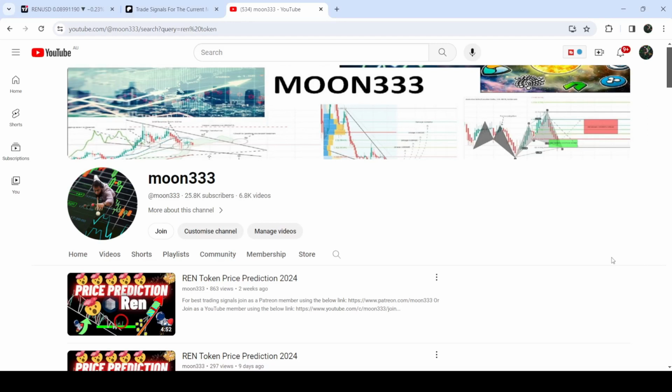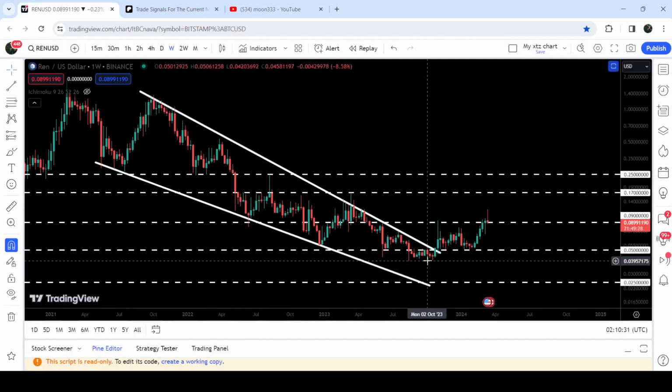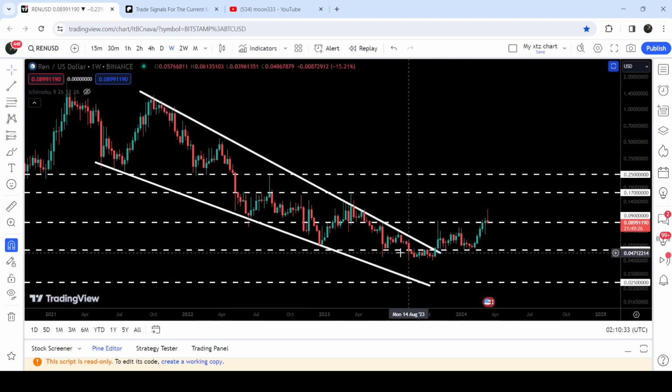As in my earlier video, I was showing you that REN token broke out of a very big falling wedge pattern, and this was my last video. And now if we take a look at the live chart, then you can see that after the breakout, the price line retested the previous resistance of 5 cents. You can see it has been broken as a resistance here.